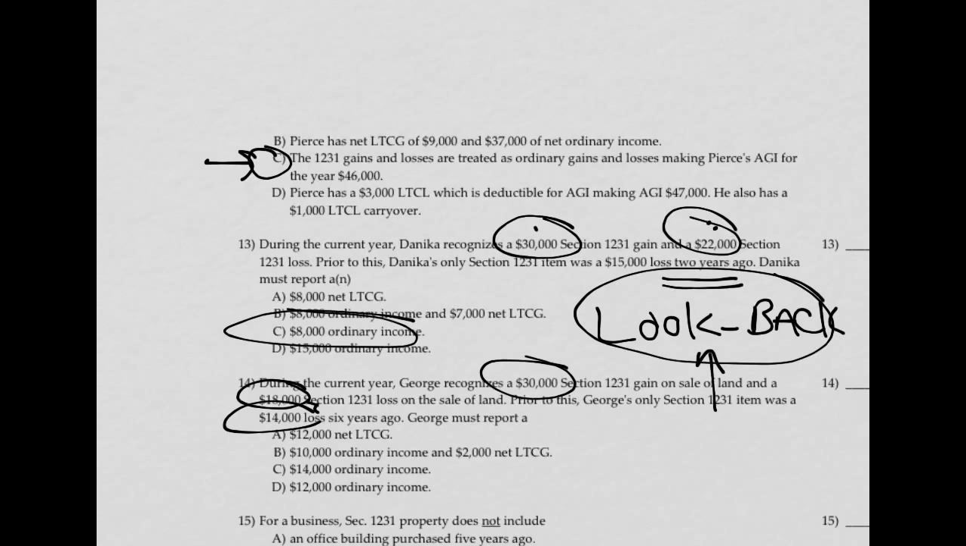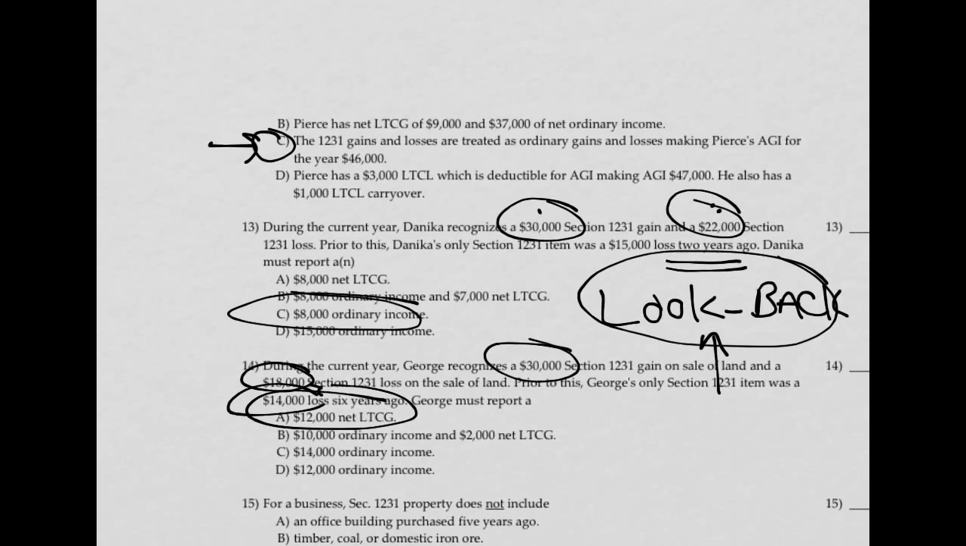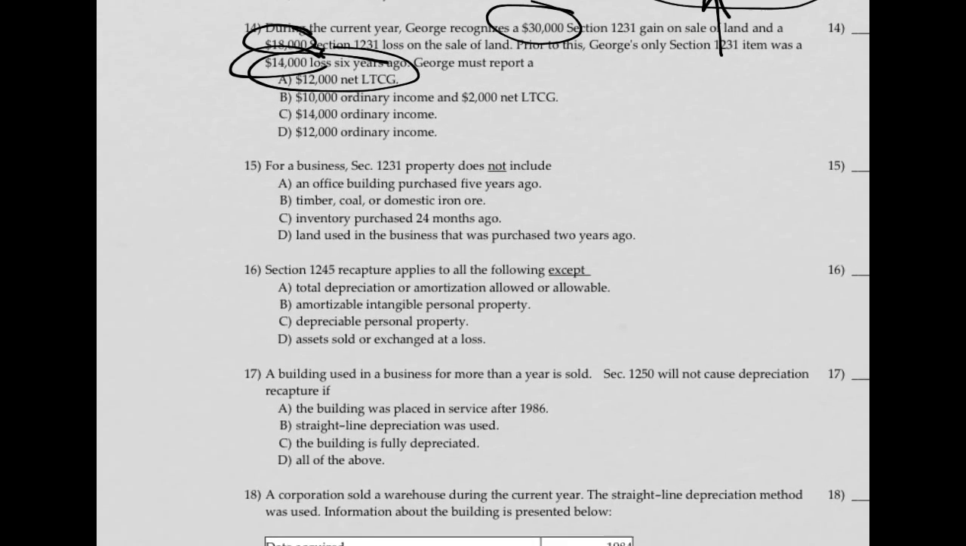It was six years ago, and because it was six years ago, there's no look back. Now the $12,000 gain will be net long-term capital gain treatment, and question 14 becomes answer A. We get everything we want out of section 1231 at that point, no limitation.